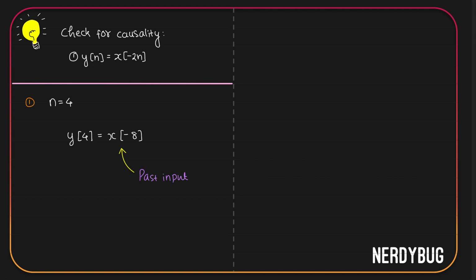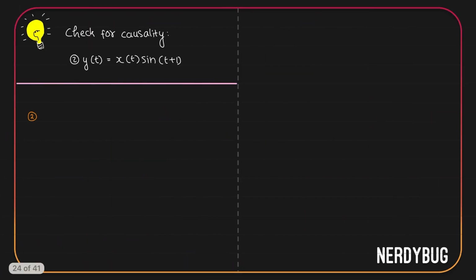In fact, whatever positive value you give for n, the system will need past inputs. For y of 6, it will need x of minus 12. But the question is, what if you give a negative number? Let's say n is equal to minus 4. So y of minus 4 is going to be x of minus 2 into minus 4, x of 8. To get y of minus 4, the system needs to use x of 8, which obviously is a future input. So we have to conclude that this system is non-causal.